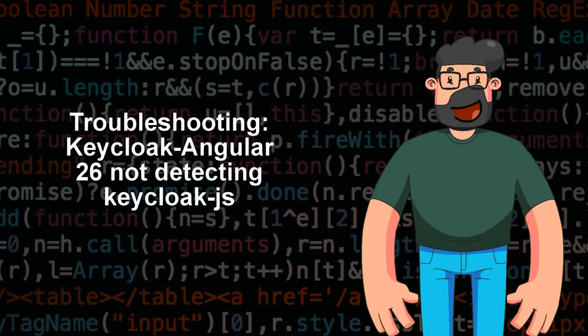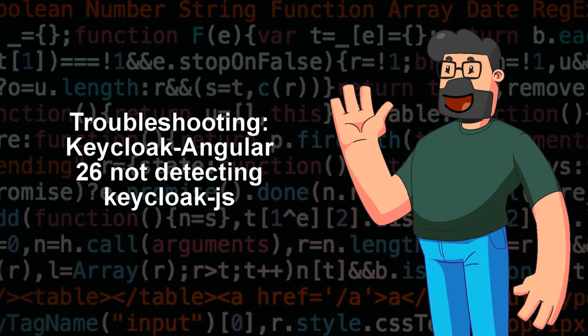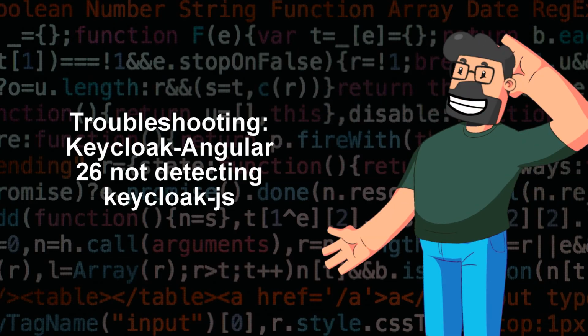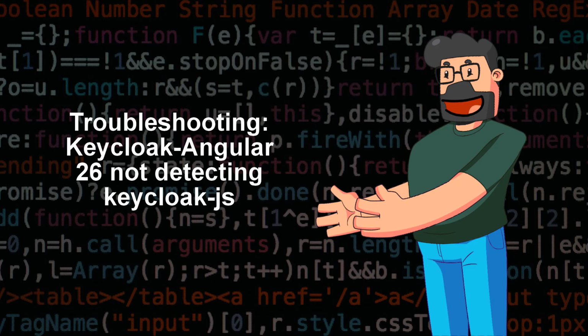Today we are diving into a common problem that developers may encounter when upgrading their Angular application from Keycloak version 25 to 26. The issue arises when trying to switch to Keycloak-js version 26, causing an error during the build process. The question at hand is why Keycloak-js cannot be found by Keycloak-Angular, despite having worked seamlessly before. We will unravel this mystery and provide a solution to get your application up and running smoothly again.